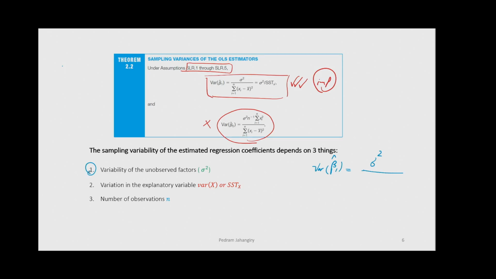So the first one is sigma square. Remember, what is sigma square? Sigma square is the variability of the unobserved factor, right? If the unobserved factors are very variable, then the variance of beta hat 1 is going to increase. So if this number is high, the variance of beta hat 1 is going to be high as well. Why do you think that's the case? What does it mean if sigma square is higher? It means that the data is noisier, right? You are putting lots of things in that unobserved factor, and that unobserved factor itself is jumping up and down a lot.